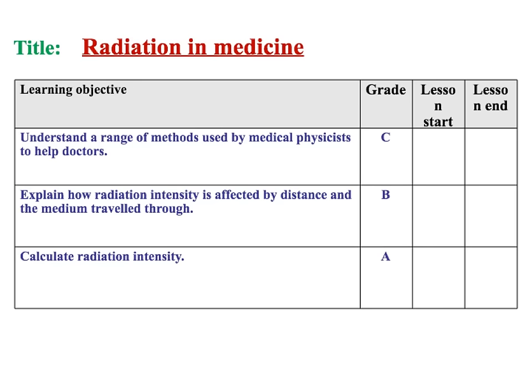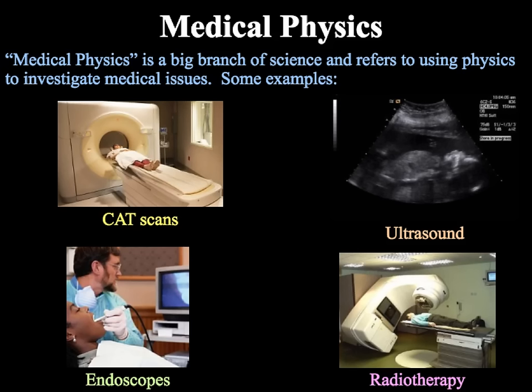We will start by looking at some of the ways that physicists have helped to move medicine forward, from the use of X-rays to look at broken bones, to CAT scans to enable us to examine the brain. So what is medical physics? Well, medical physics is any part of medicine which uses physics in order to investigate a condition or a disease.